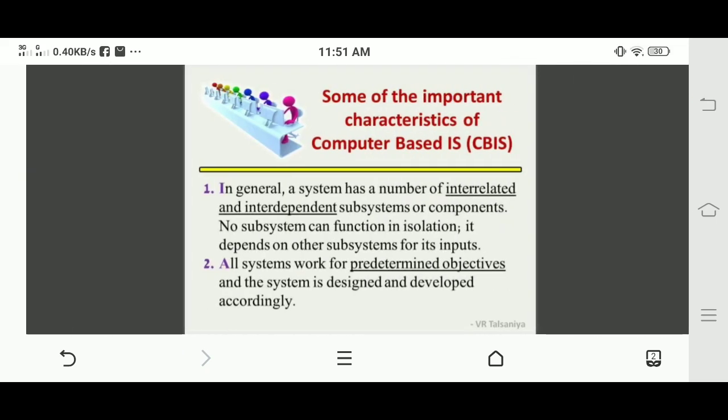So some characteristics of a computer based information system, that is CBIS, is interrelated and interdependent. Interrelated subsystems, because it is connected with a network connection, it will be interrelated. No subsystem can function in isolation. Only one single component from it cannot work as isolated. Isolated means a separate component. All systems work for predetermined objectives. There is a certain objective which is set for the system to work.